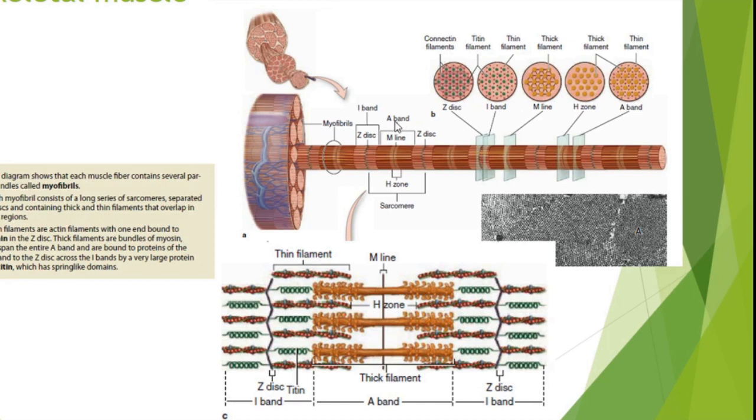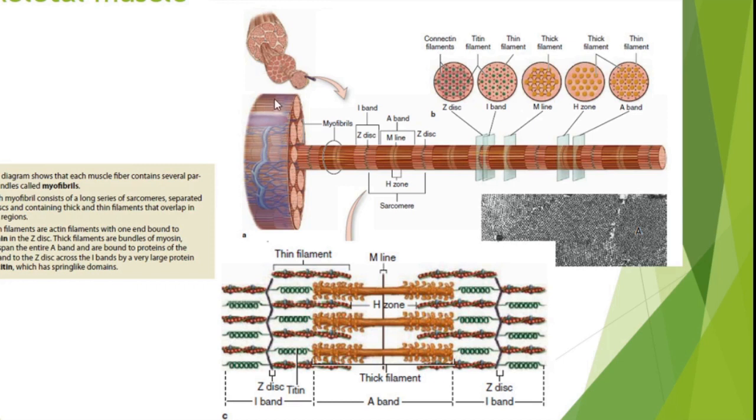So, A stands for anisotrophic. Anisotrophic. They are birefringent in polarized light microscopy. Pag sinabi mo namang I band, that is isotrophic. Okay? Isotrophic band. Ulitin ko. A stands for anisotrophic. I stands for isotrophic. Okay? So, I hope na nakakasunod kayo, ha?